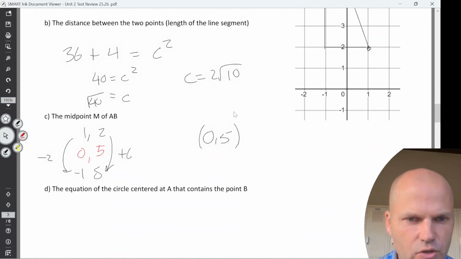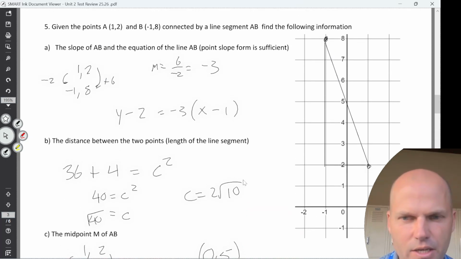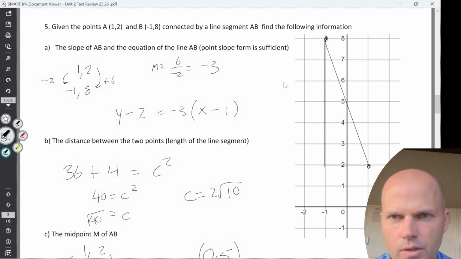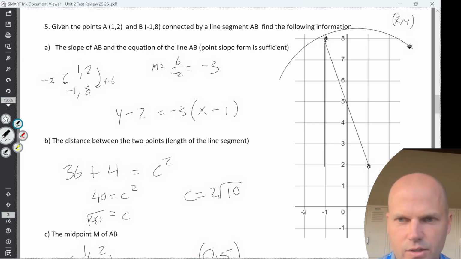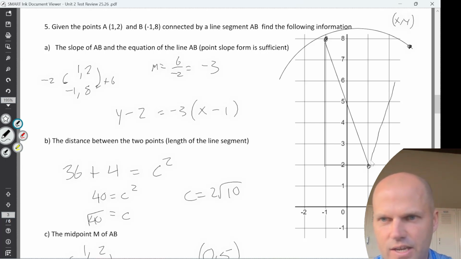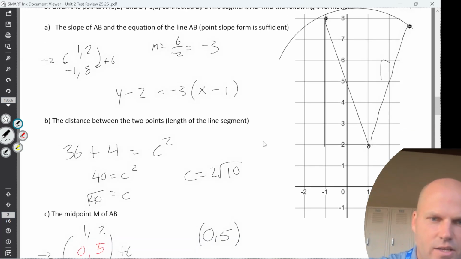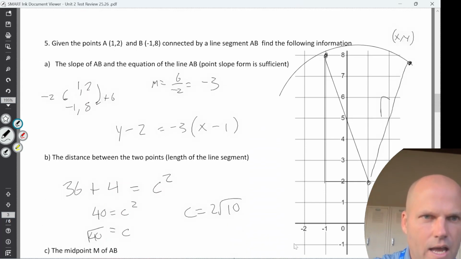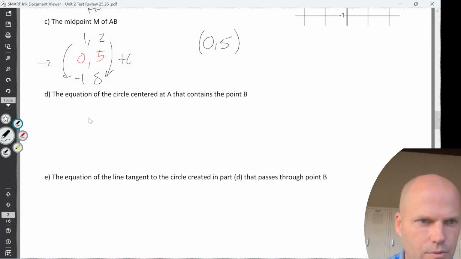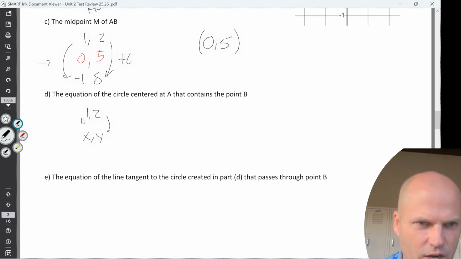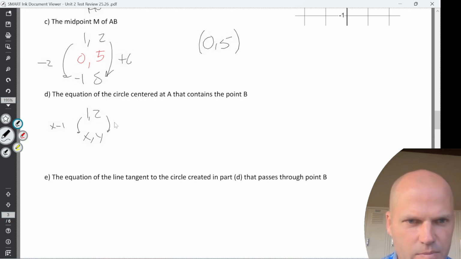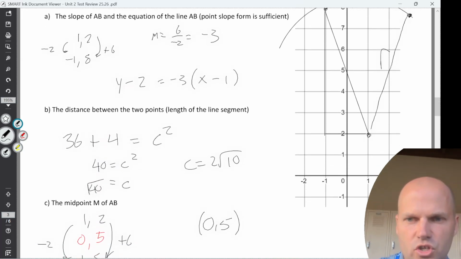Ooh, what's the equation of the circle centered at A that contains the point B? So now we want a circle that is centered at A and contains the point B. Well, the circle is all of the xy points that are the same distance, the radius, from my center. So we have the middle at A, which is 1, 2. We are going to all of the possible x, y's. We can see we have an x minus 1 change and a y minus 2 change.